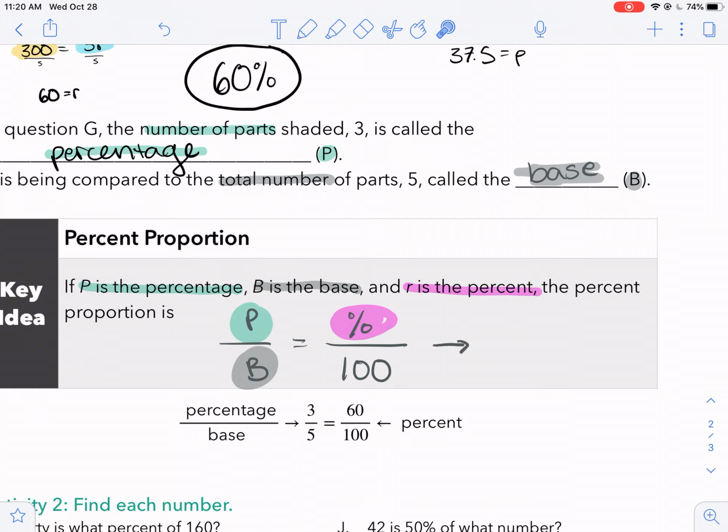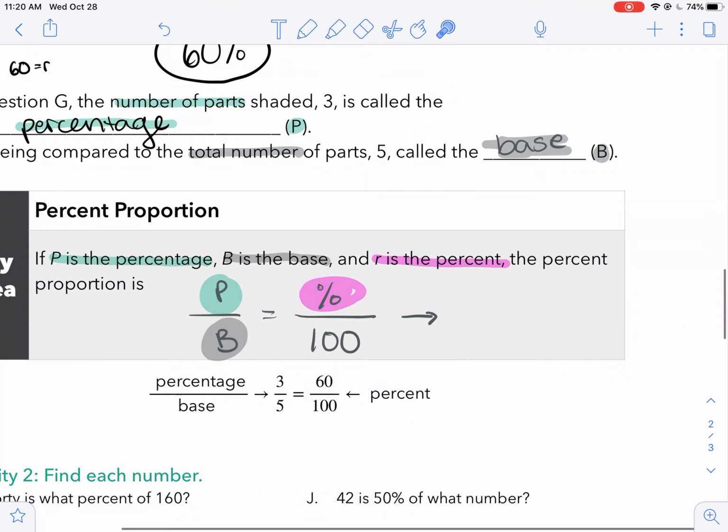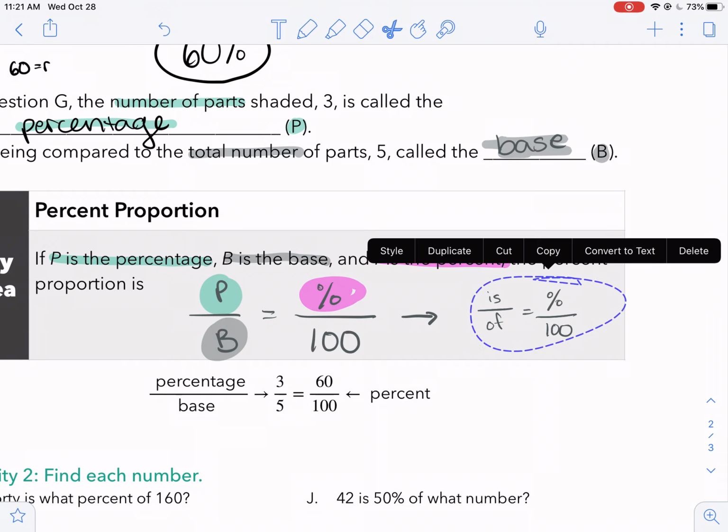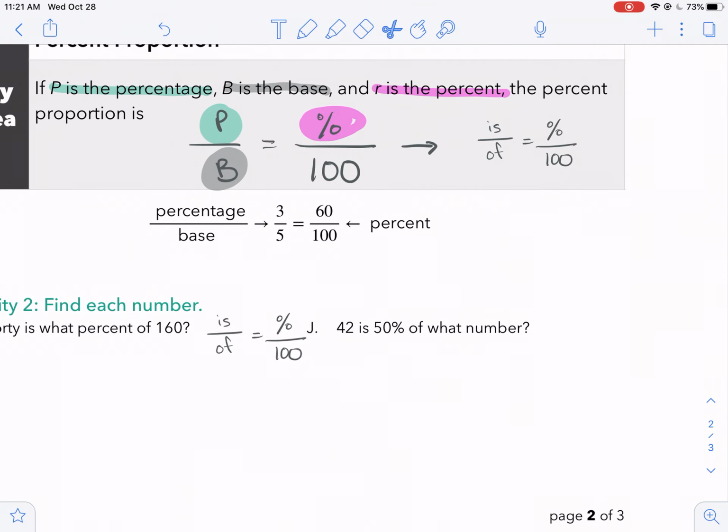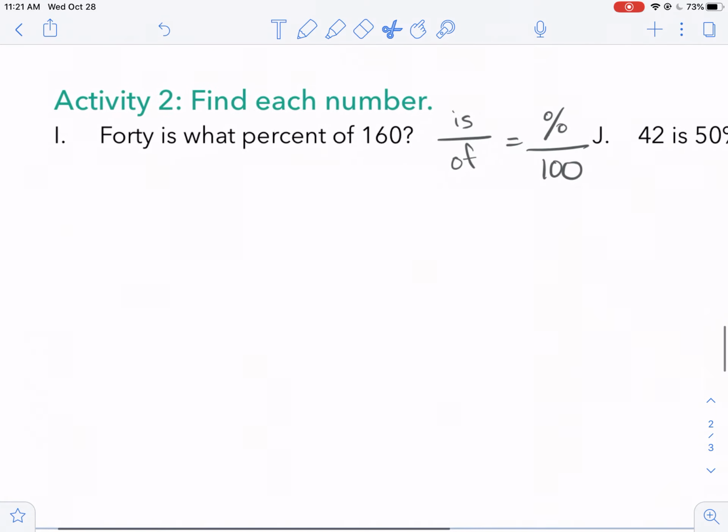But sometimes in a problem, it's hard to remember what is my percentage and what is my base. So here is my shortcut for you. I like to use words to help me remember, and we say is over of equals percent over 100. And this is the shortcut, you guys, that we are going to know and love, and you will want to put on every single problem ever. Okay. So let's put it into practice.